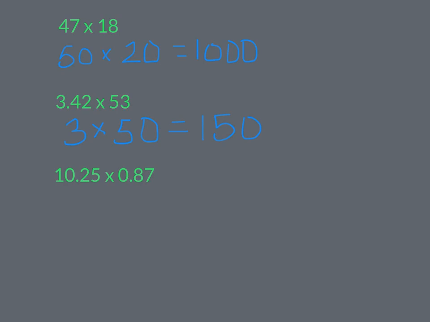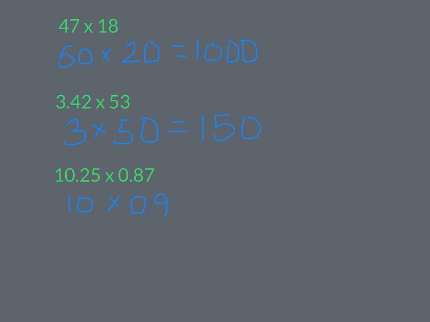For our last example, we have 10.25 times 0.87. So we are going to take a look at the 10.25 first, and we're going to round that down to a 10, since 0.25 is smaller than 0.5. So 10 times 0.87, we round that actually to a 0.9, because we're rounding this 8 here, since it's the greatest place in the problem. So we needed to round that 8 to a 9.